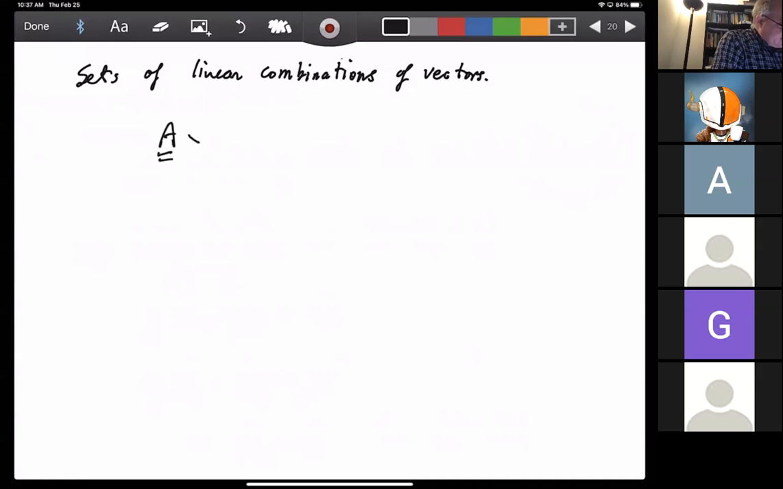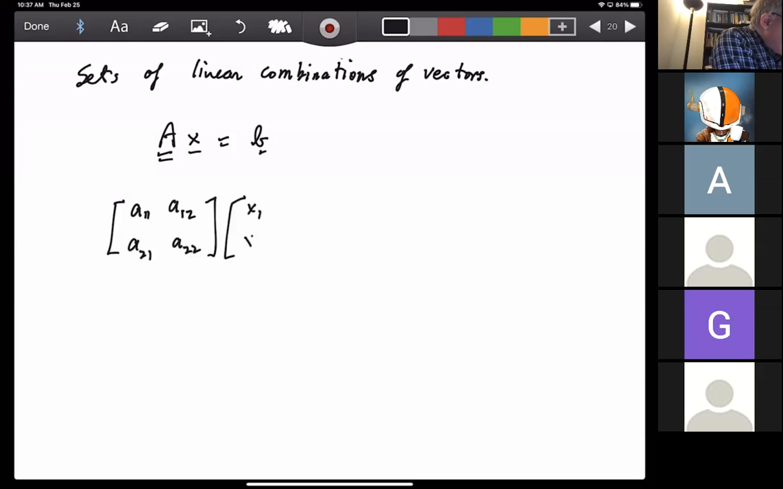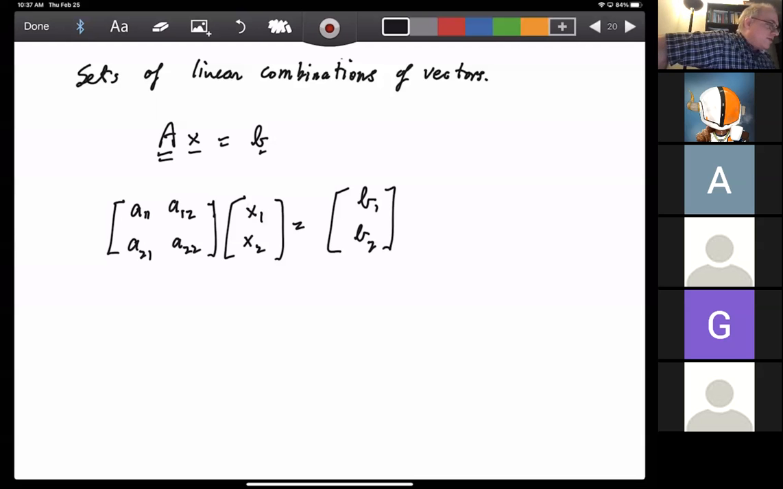So when we look at the system, AX is equal to B. Okay. So let's just write out a particular example, small size, so it's not too horrible to keep track of everything. Okay. So I'm going to assume X and B are two component column vectors. A is a 2 by 2 square coefficient matrix.